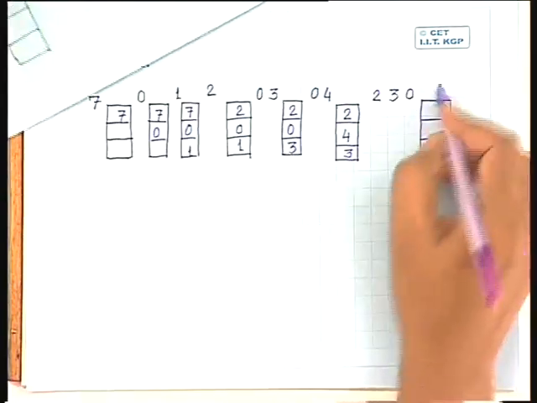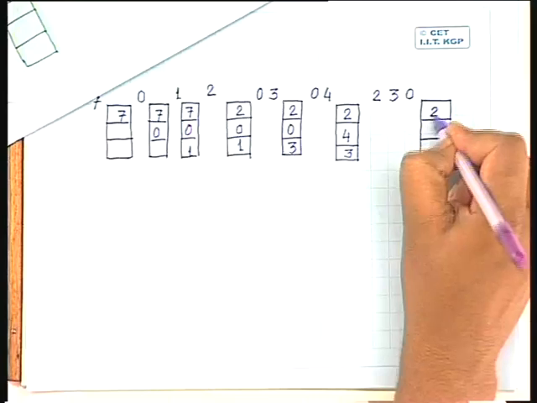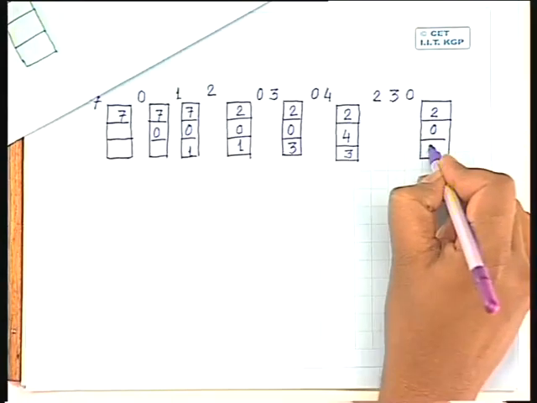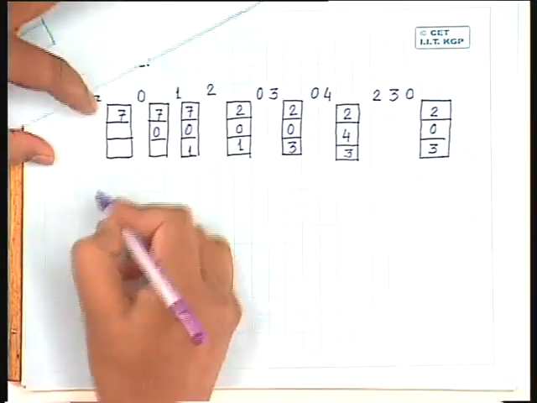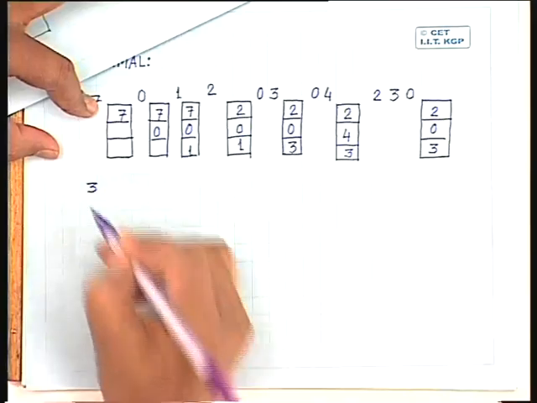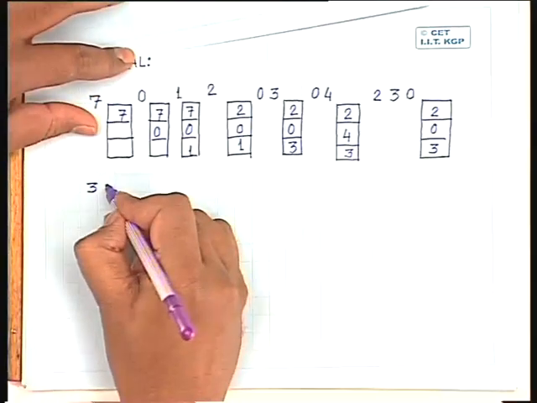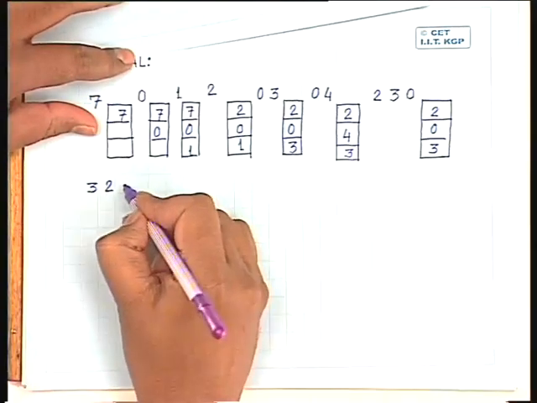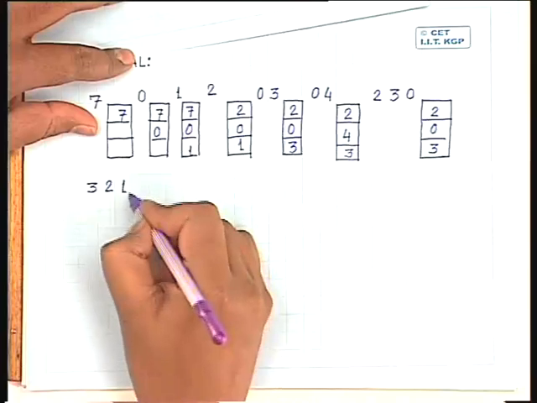So I replace page number 4 by page number 0. It is 2, 0, 3. Next time 3 is referred, there is no page fault. 2 is referred, no page fault. 1 is referred, again there is a page fault.